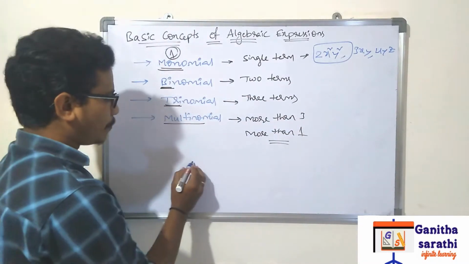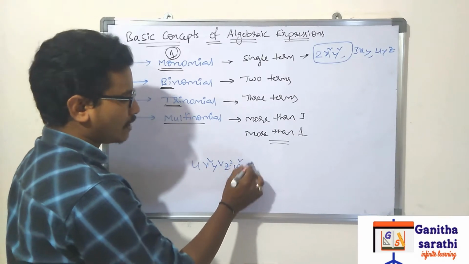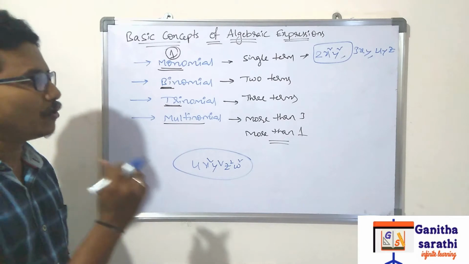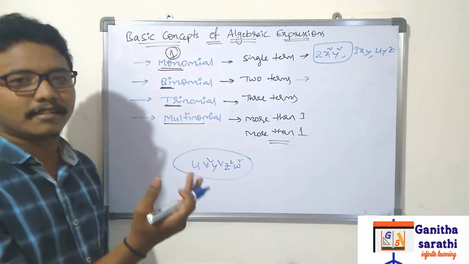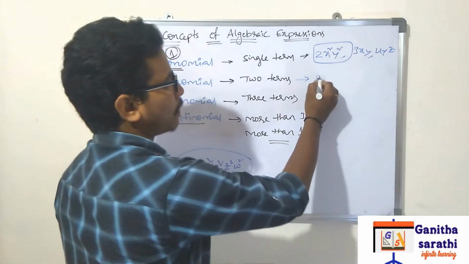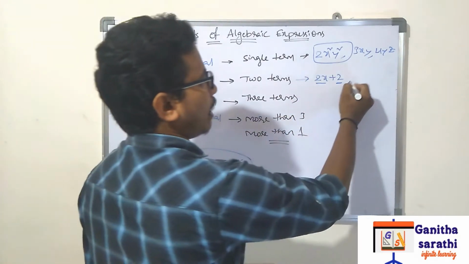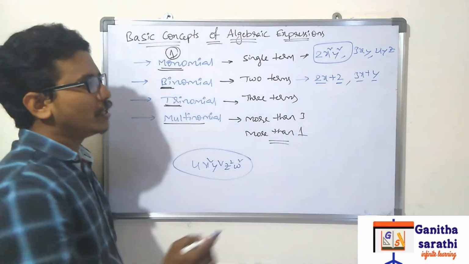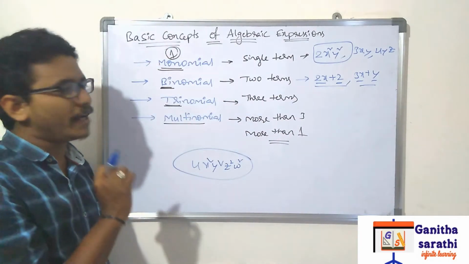Okay, for example, 4x square y square z square w square. This all comes under a single term only. We get two terms whenever it is separated by a mathematical operation, plus or minus. Means 2x plus 2, how many terms are there? Two terms. And 3x plus y, how many terms are there? Two terms. So if the expression contains two terms, it is called a binomial expression.